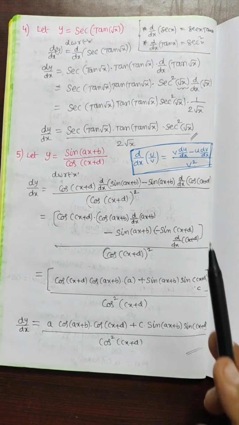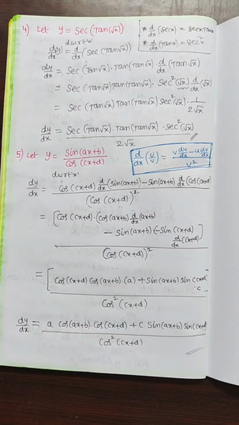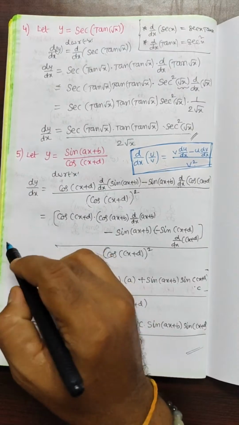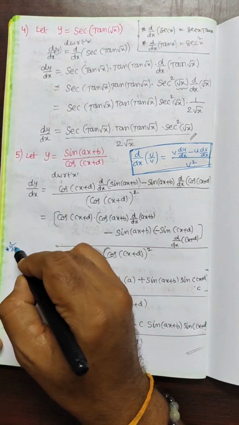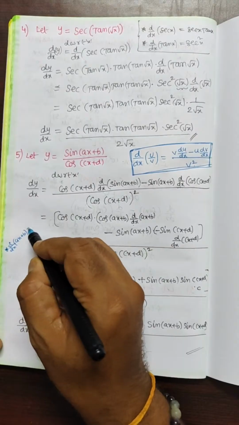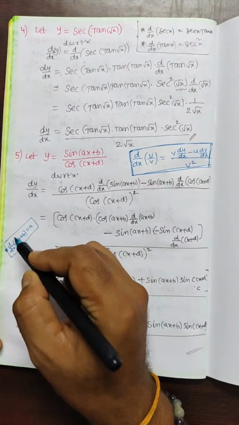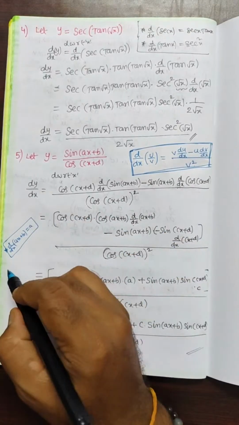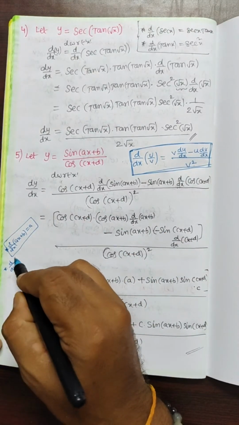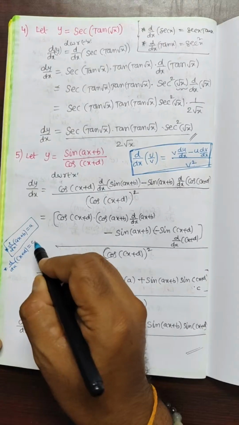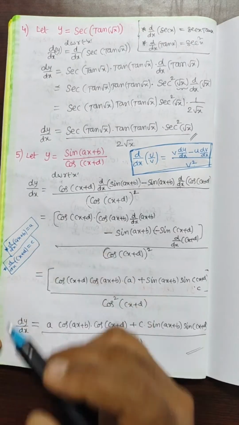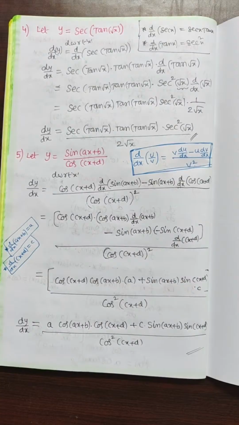Just we applied the quotient rule of differentiation, and in the meanwhile you remember some formulas. D by dx of standard results, ax plus b is equal to x coefficient here, d by dx of cx plus d means c, d by dx of cx plus d is equal to c. Okay, dear students, we'll move to question number 6.